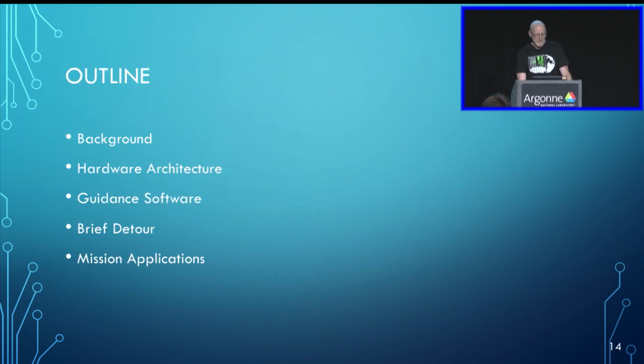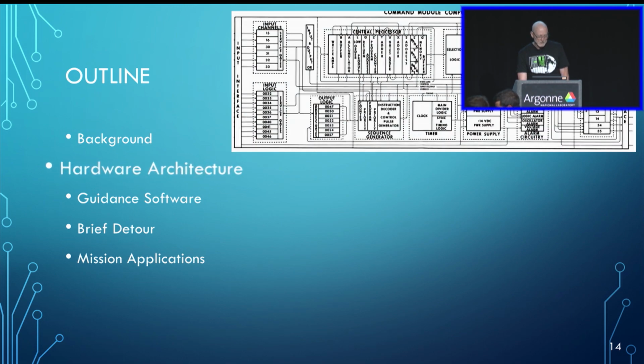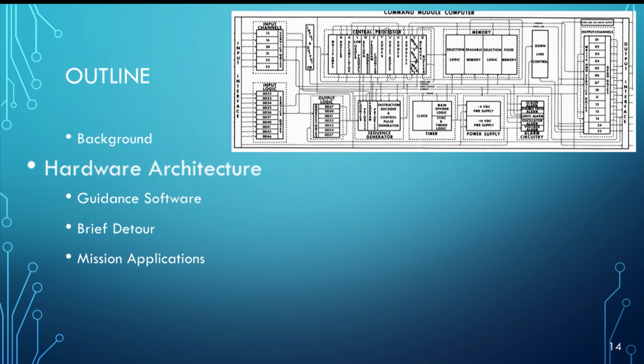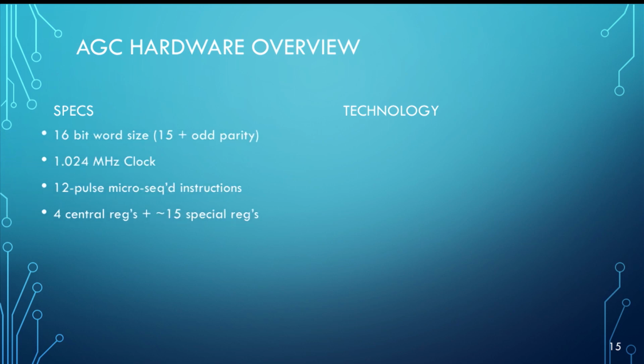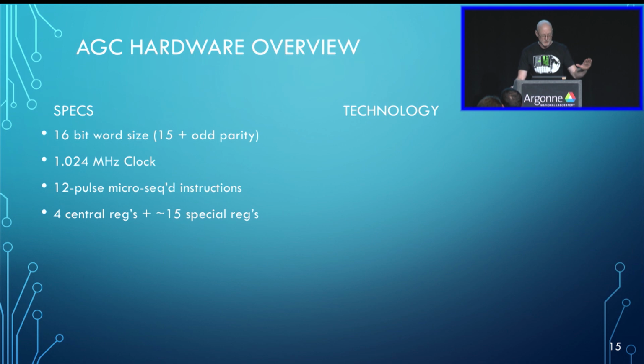Okay, so that's a little bit of background of where the computer was and what its role was. We'll talk a little bit about hardware architecture. I may skip through a few of the slides here so we can spend a little more time on software. The Apollo guidance computer was the first computer to use integrated circuits for all of its functions. It had a 16-bit word size, 1 bit for parity, so 15 usable bits, and a little more than a 1 megahertz clock.